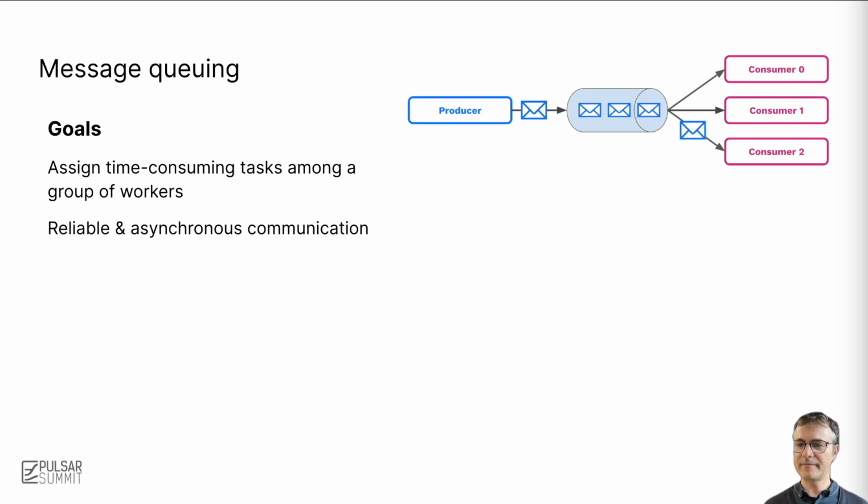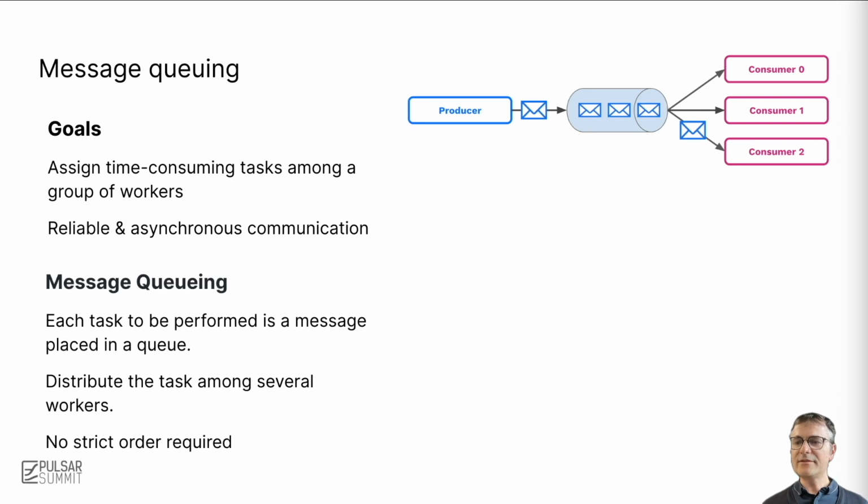We need decoupling. So to do that, you can set up a work queue. This queue contains messages from the producers, and each of these messages is a task to be performed by consumers. You don't need to perform this task in a strict order. For example, if the task consists in pushing a notification to Alice and Bob's iPhone, right? It doesn't matter if I notify Alice or Bob first, right?